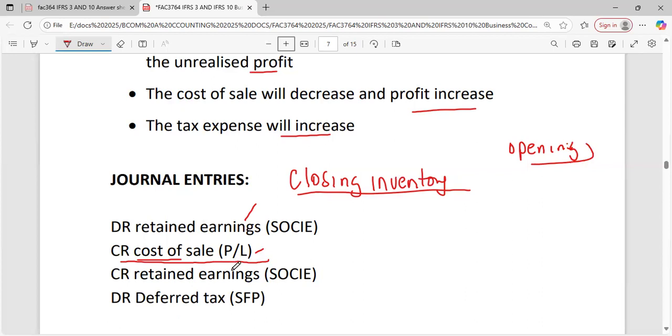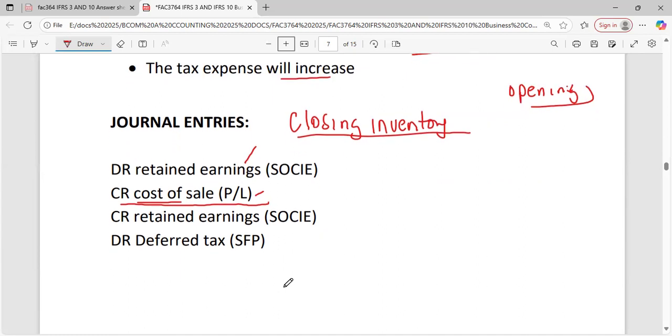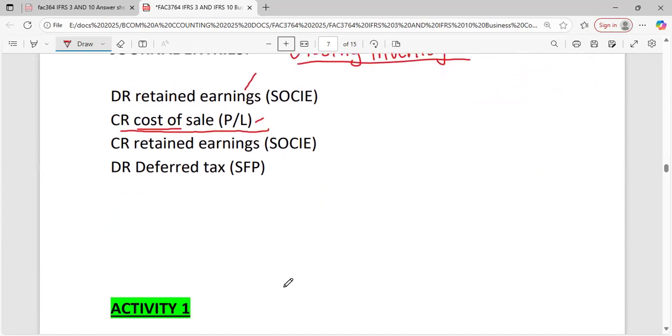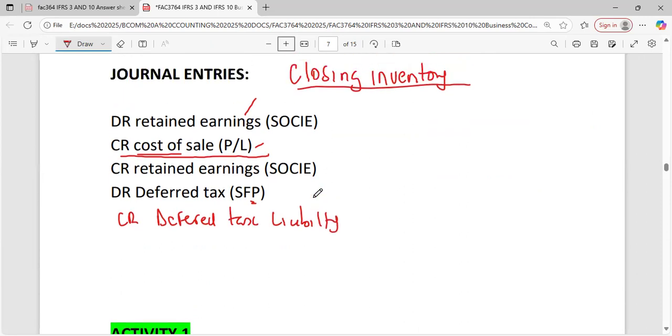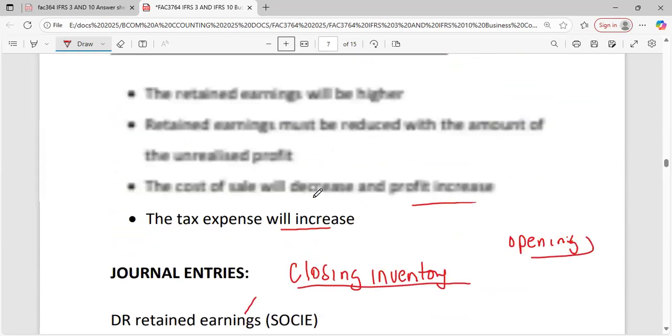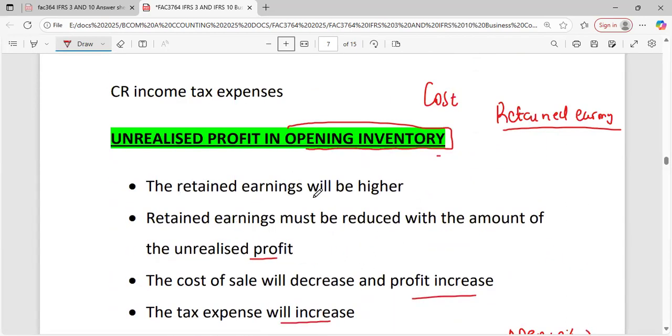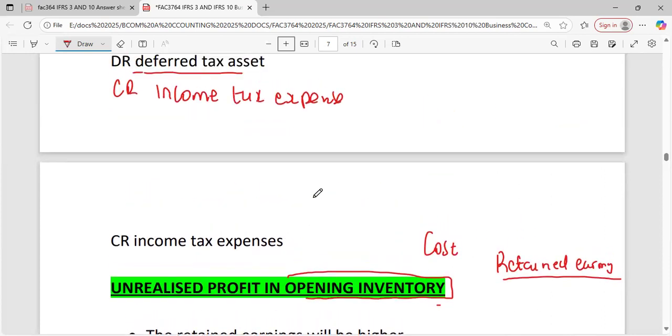When you increase the profit, then it means you are also now going to increase the tax. So you are now going to credit deferred tax liability here, because there's been an increase in the profit. So that's basically what happens when you have opening inventory. You can see there's a difference between the unrealized profit in opening inventory and the unrealized profit in closing inventory.